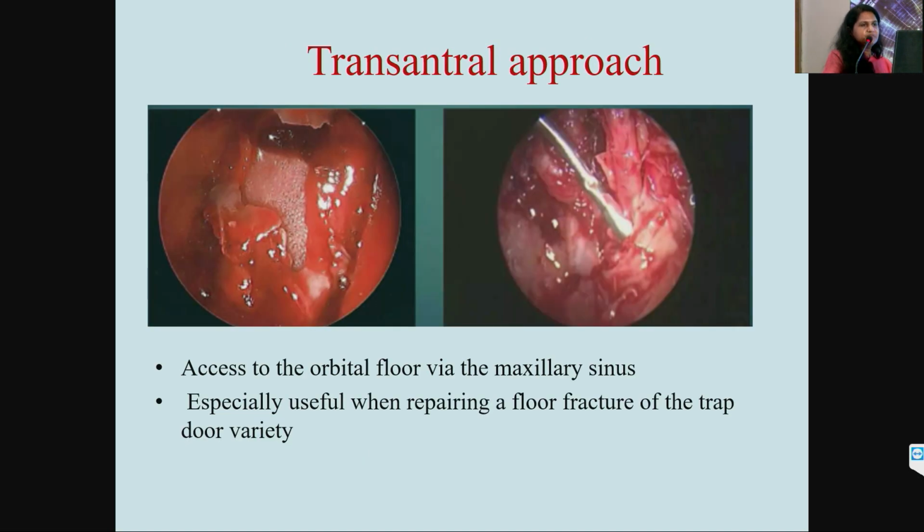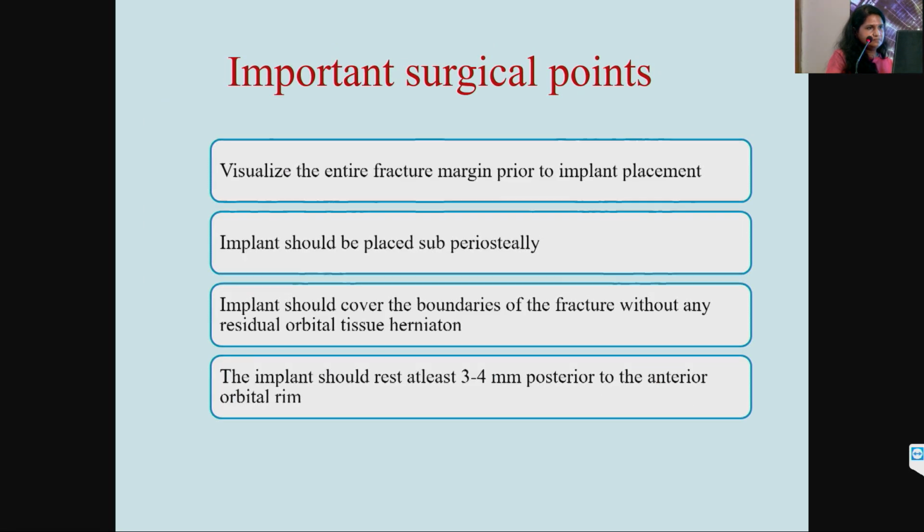Nowadays, surgeons prefer mostly the endoscopic approach, the endoscopic transantral approach for the repair of the orbital floor via the maxillary sinus. And it is especially useful in repairing floor fractures of the trapdoor variety. So using an endoscope, you can get a better visualization of the fracture site area and also you can position the implant nicely to the fracture ring.